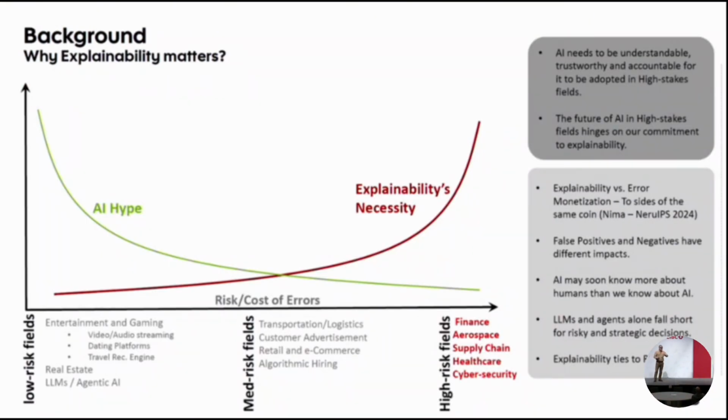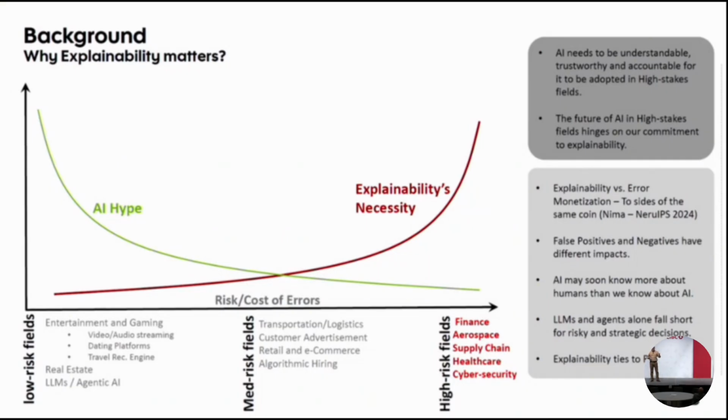Based on my experiences, I think the world of AI should be divided into two completely different worlds based on the cost and risk of the errors. I just provided some fuzzy categorization between low risk, medium risk, and high risk, but you can do it yourself. That's my perspective based on experience. So going from left to right, as the hype decreases, there is a growing necessity for explainability. And that's because of the risk or cost of the errors.